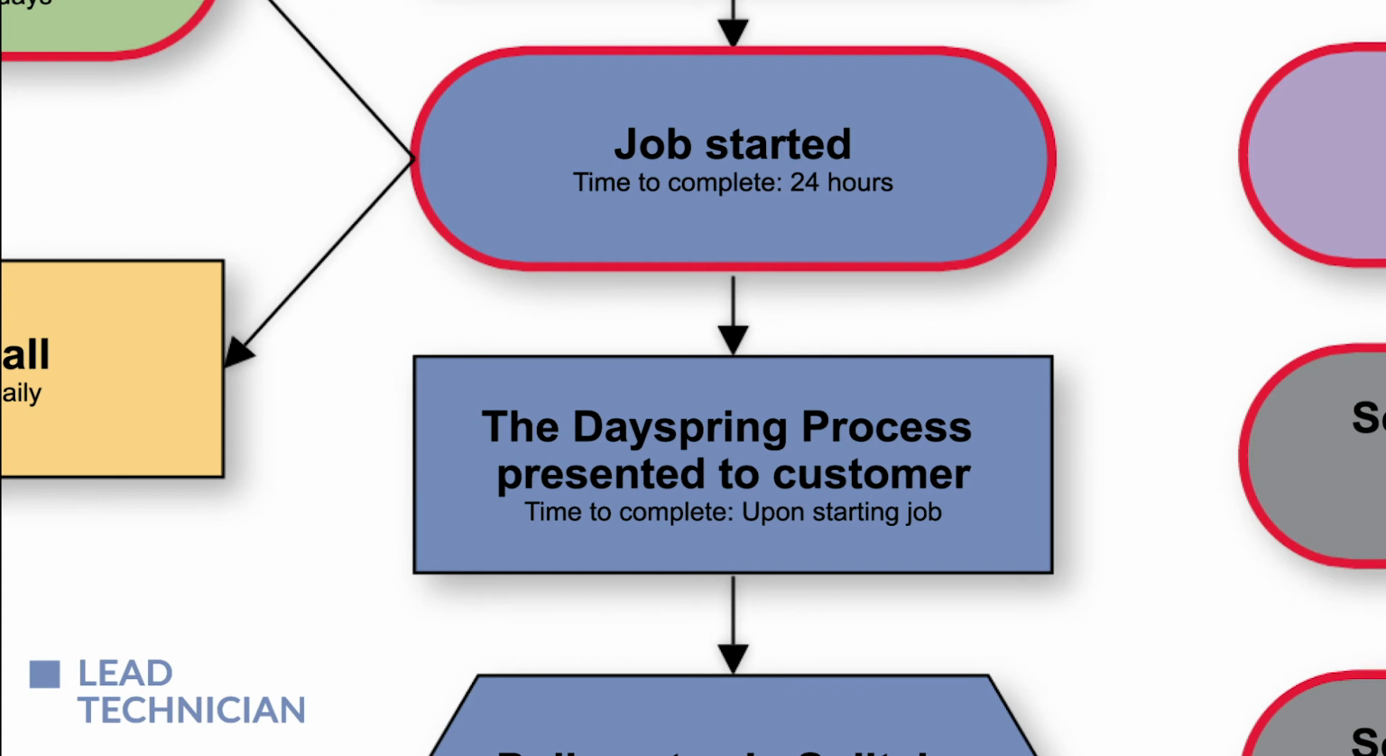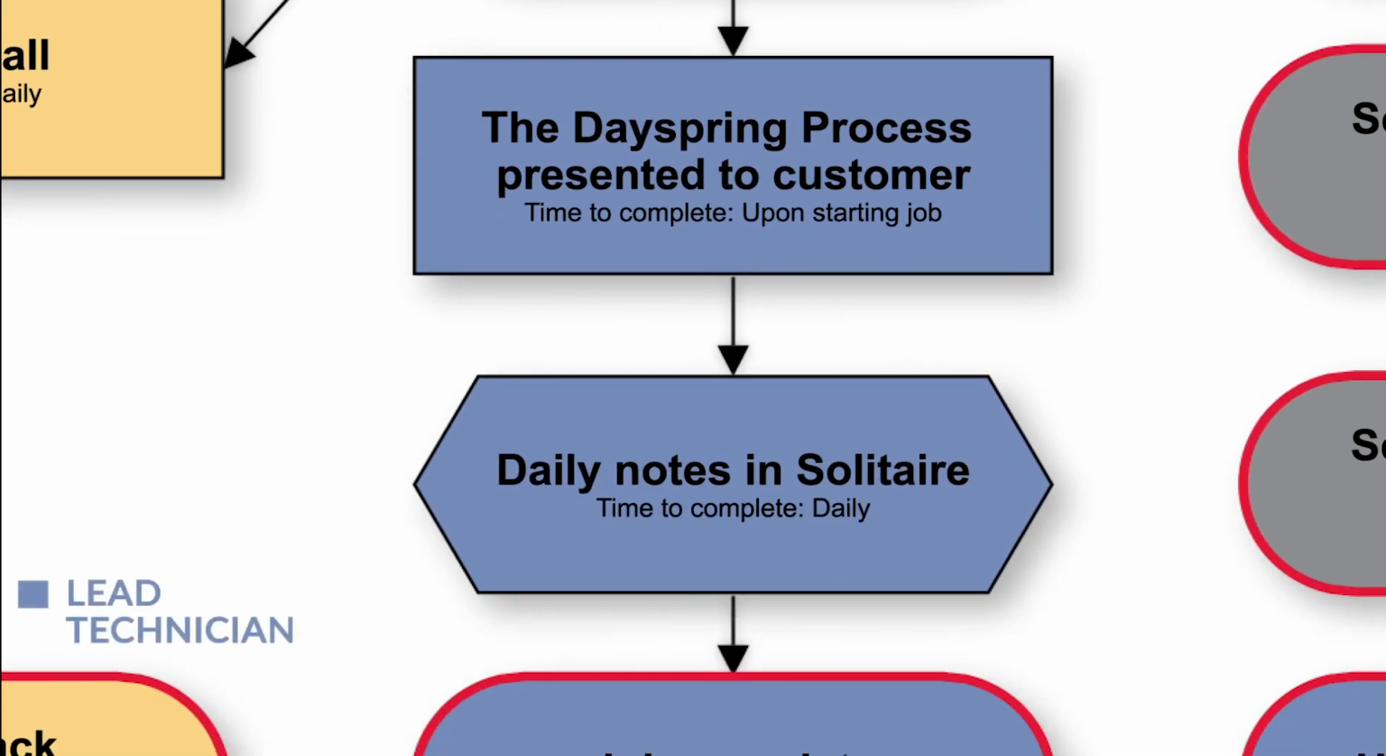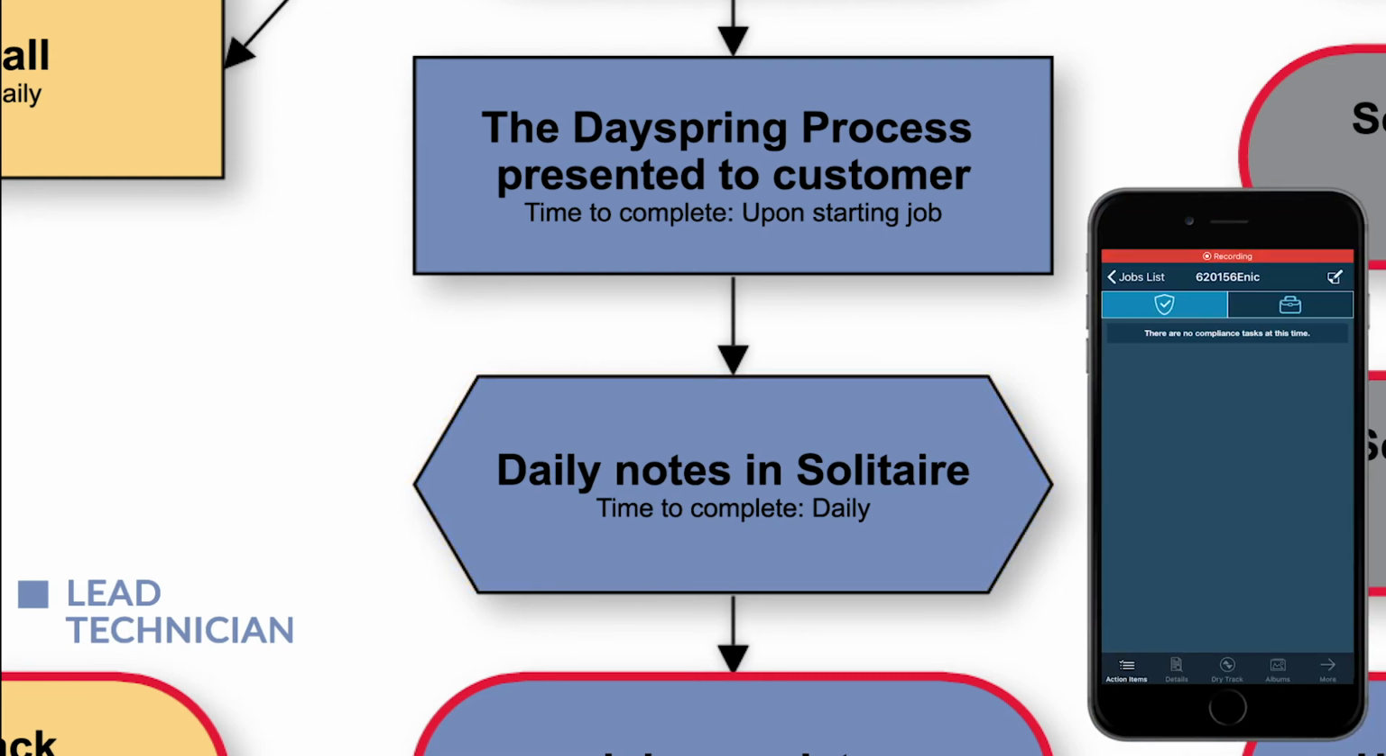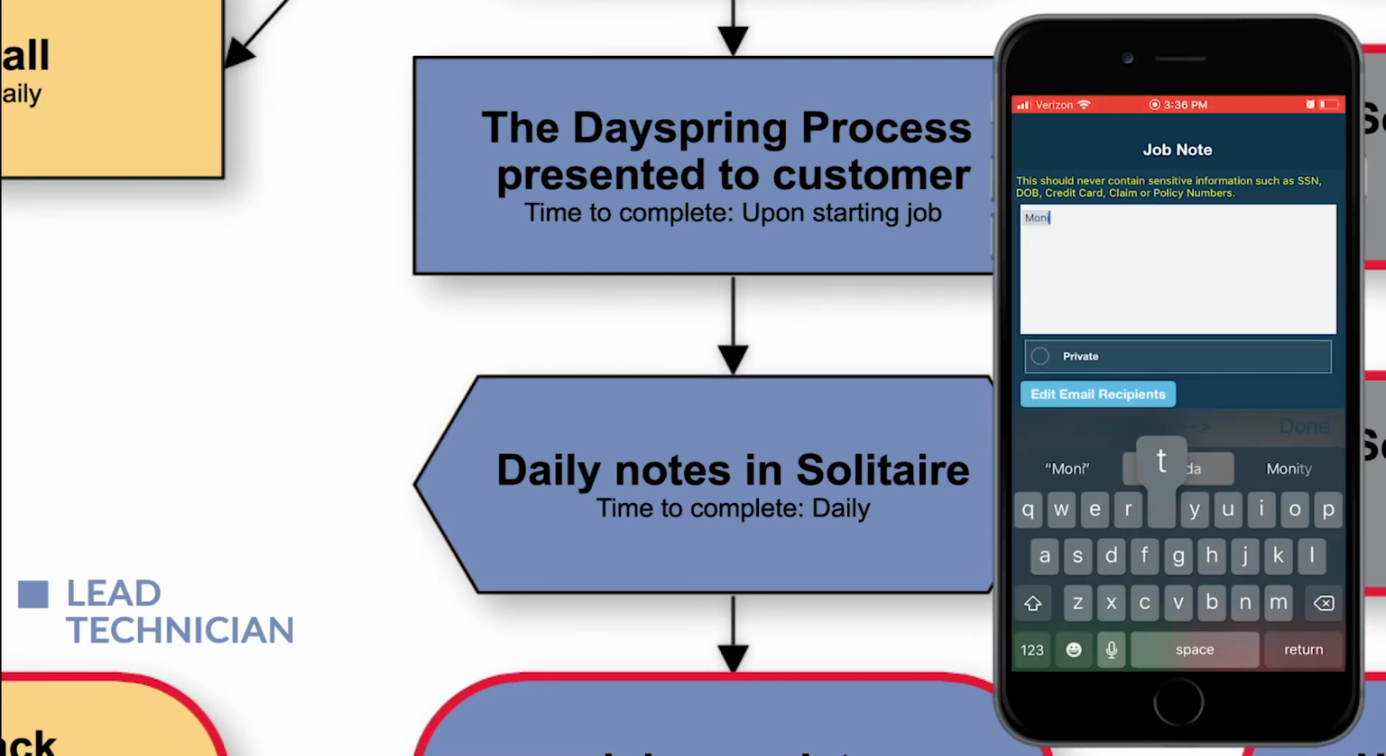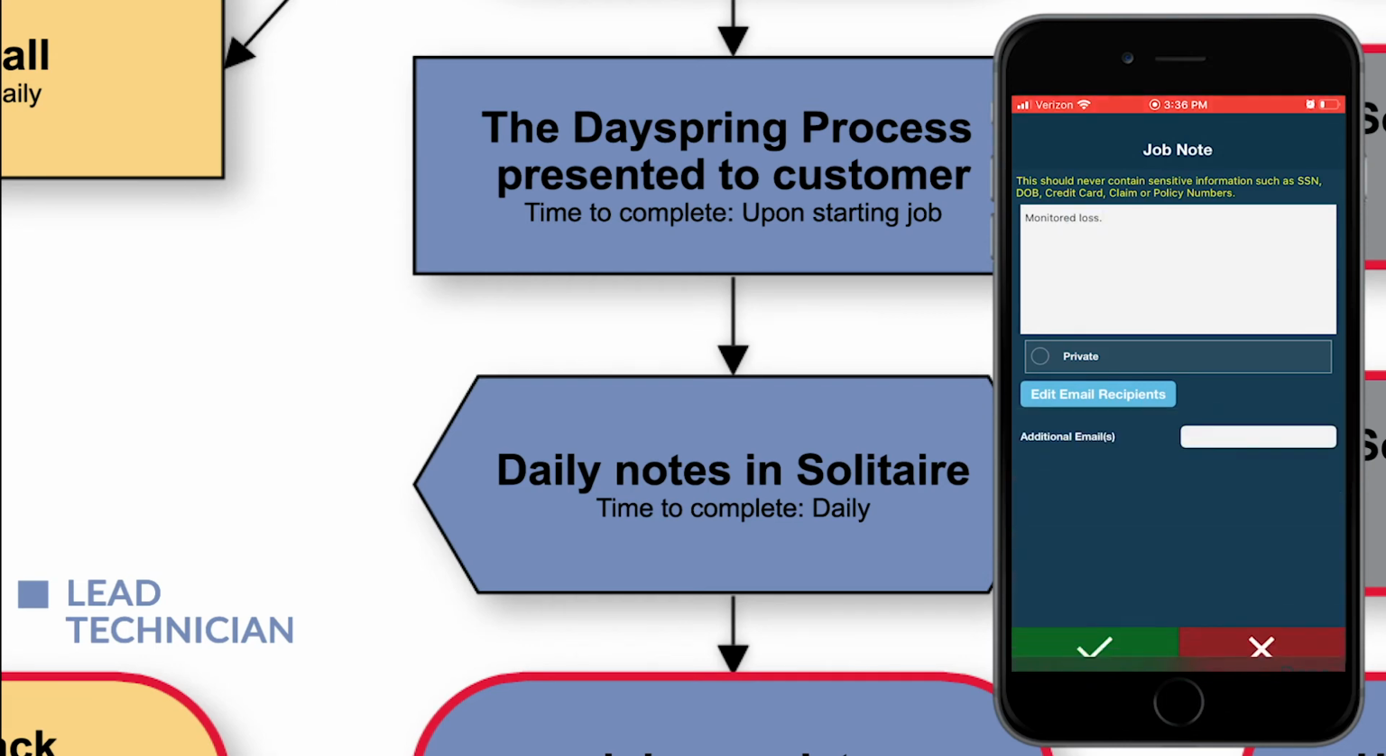The lead technician should encourage the customer to review the piece, as the estimator will be following up within the next 48 hours. Next, the lead technician must make a note each day the job is visited. Notes should include a brief description of work completed that day, what needs to happen next, and any other pertinent information.